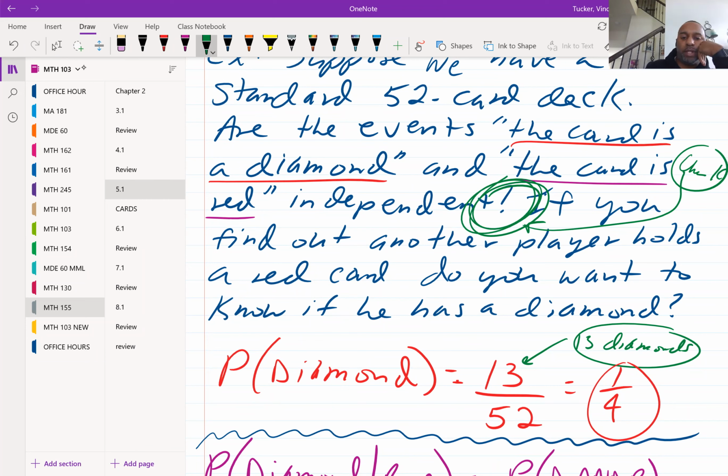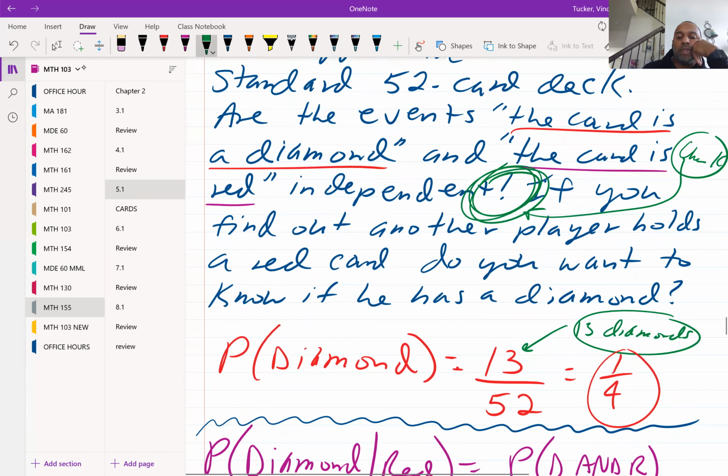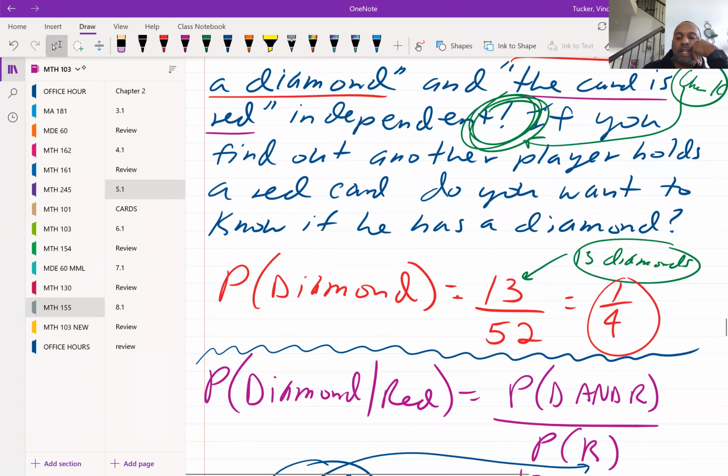First thing, we find the probability of getting a diamond, and that's 13 out of 52. There's 13 diamonds in the deck, 52 cards in the deck. So 13 over 52, that's 1 over 4. Then next, the probability of getting a diamond given that the card is red.